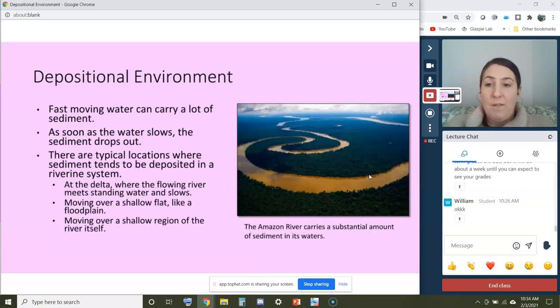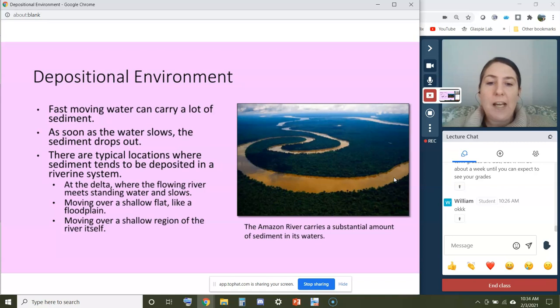Deltas are depositional environments. So it's an area where a lot of sediment is deposited that makes these delta features that we can see. Fast-moving water in rivers can carry a lot of sediment. Here, for example, is an image of the Amazon River, which is a very large and fast-moving river. You can see how muddy it is. They really do carry a lot of sediment material. As soon as the water slows, the sediment starts to drop out. So fast water can carry a lot, slow-moving water, not so much. And when water is completely stationary, then over time all of the different sediments start to fall out.